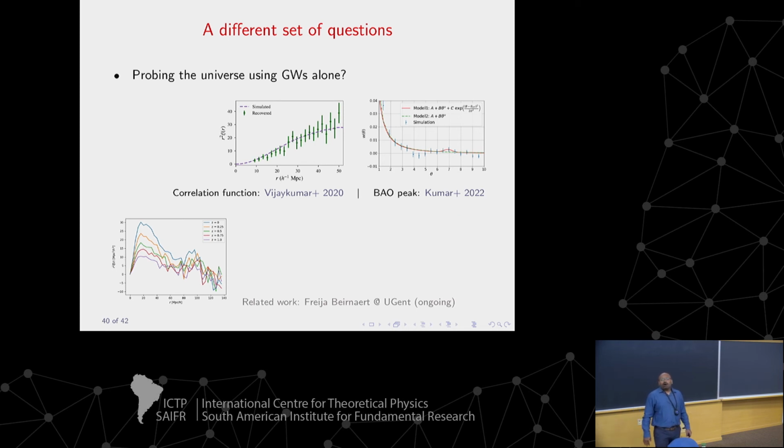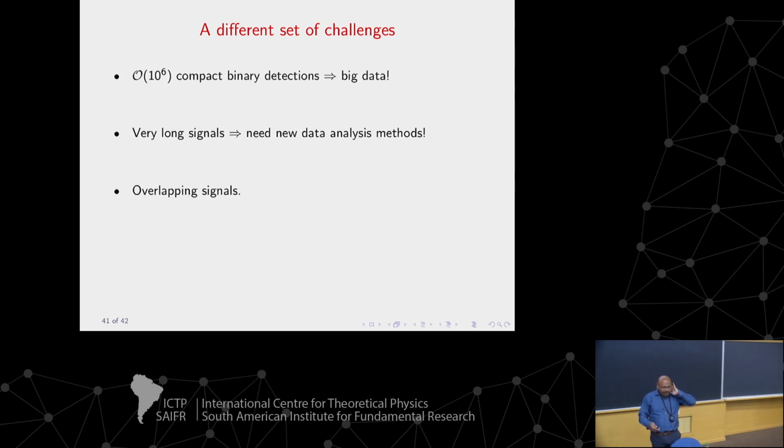One can also, because these third generation detectors give us sky areas of less than a square degree, think of probing the universe with gravitational wave observations alone, not using cross correlations. And some authors have shown that we are already able to resolve the BAO peak with 3G gravitational wave observations. However, with 3G, we are going to have a different set of challenges.